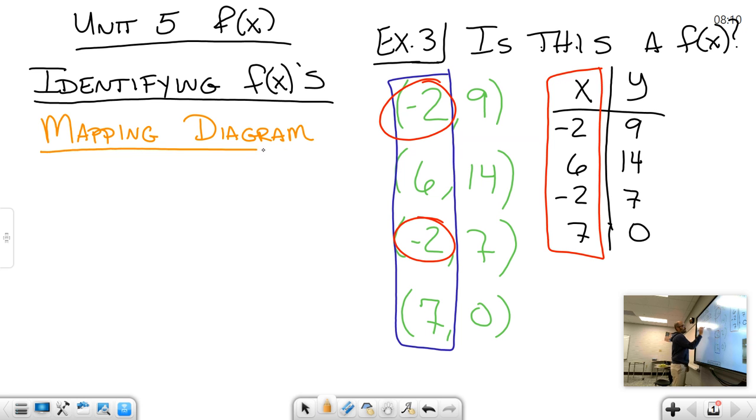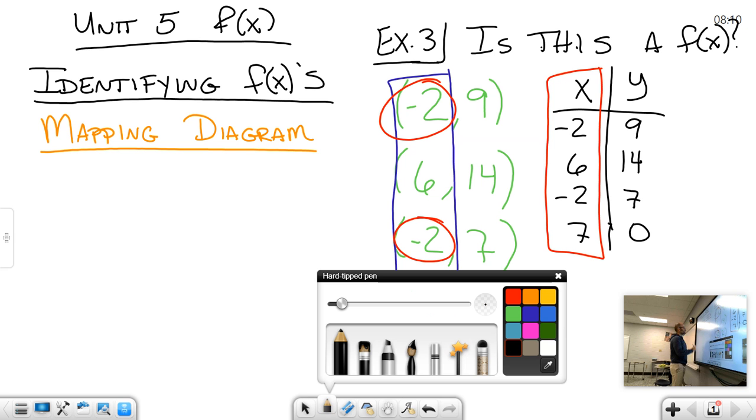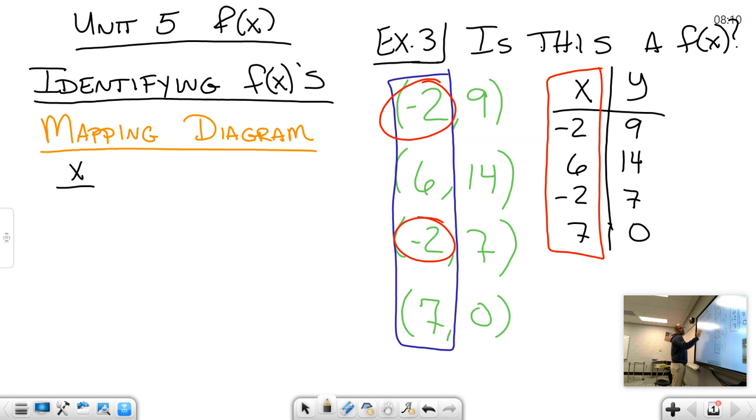Okay, a mapping diagram. So let's say I take these points here, and we're going to put them in a mapping diagram. We'll have your x values here and your y values here. Okay, and we'll put our x values -2, 6, 7, and my y's 9, 14, 7, 0. All right, so you might be saying, well, how come you didn't list -2 again?